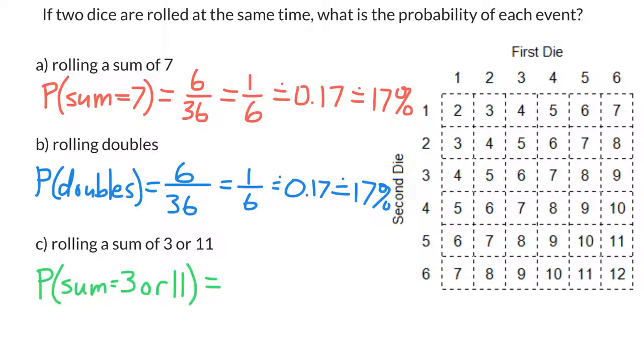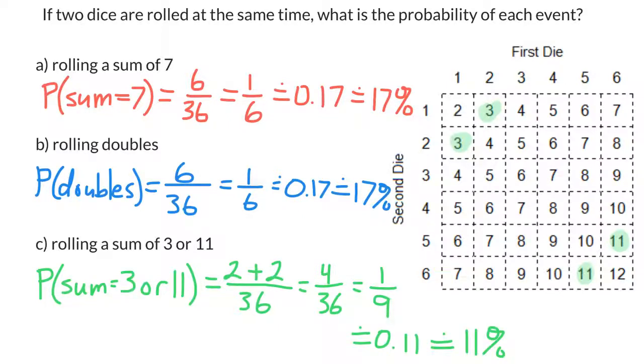To find the probability that the sum is 3 or 11, well, there's 2 ways the sum can be 3, and there's 2 ways the sum can be 11. And there's 36 possible outcomes. This works out to be a 1 out of 9 probability, or 11%.